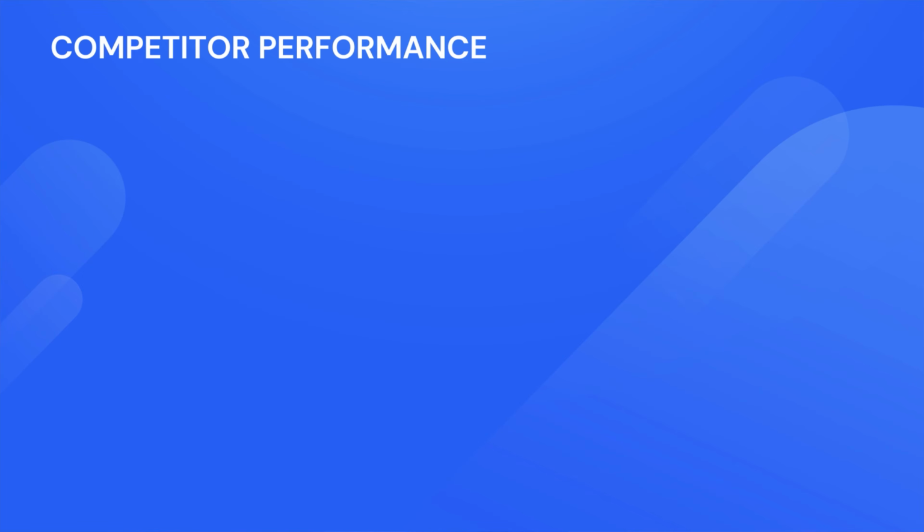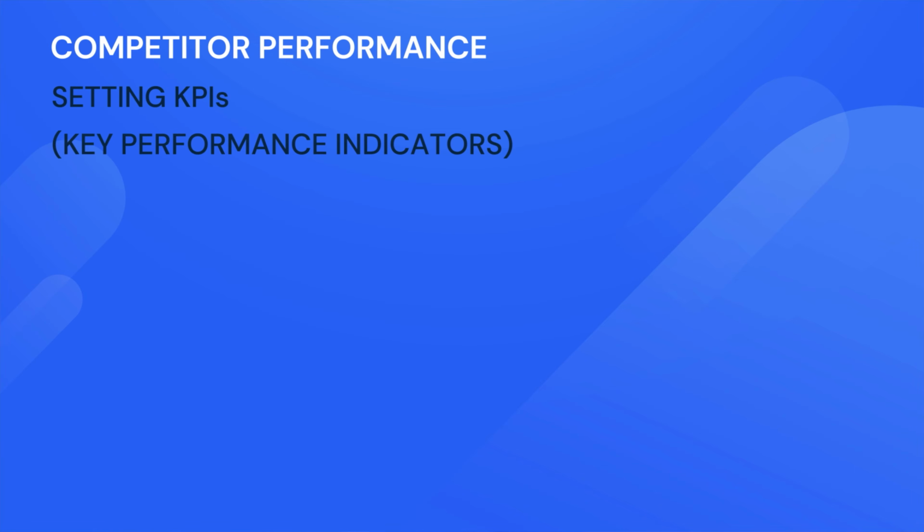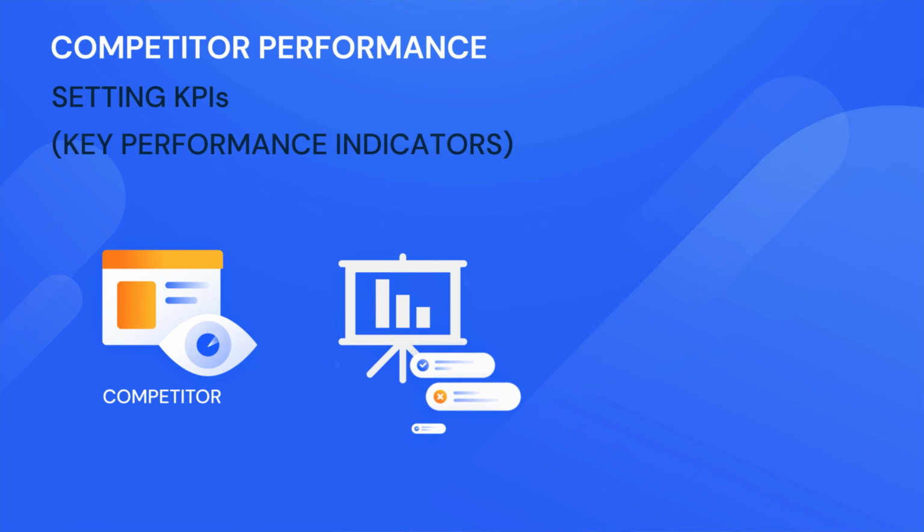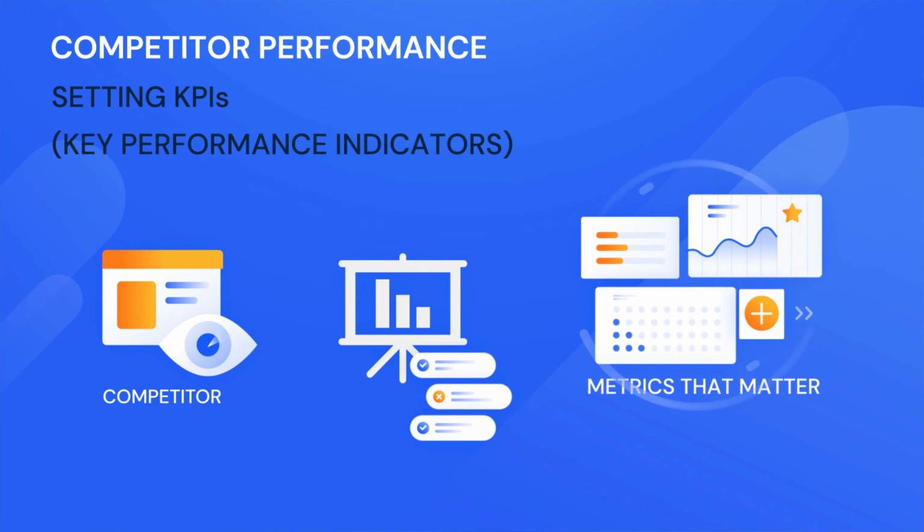Second is competitor performance, which is all about setting KPIs, which is an abbreviation of key performance indicators. Now that you've found your competitors, that's just half the battle. Once you pinpoint who they are, you need to start benchmarking your performance against a particular metric. To do this, you'll need to identify metrics that matter.